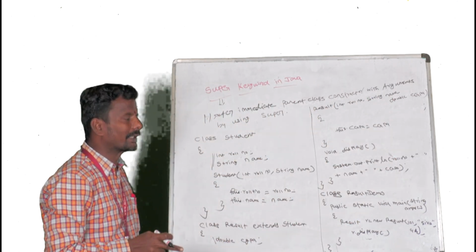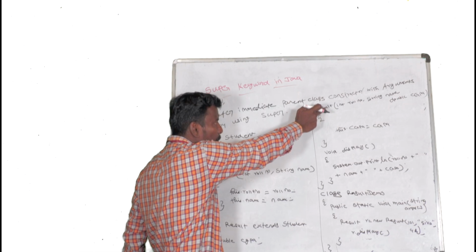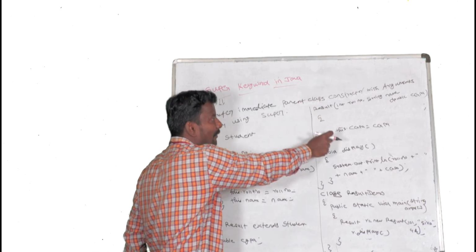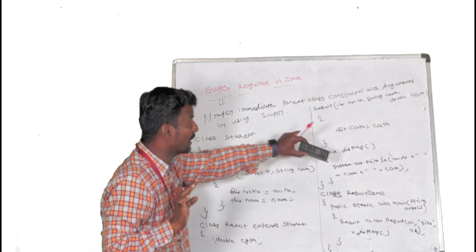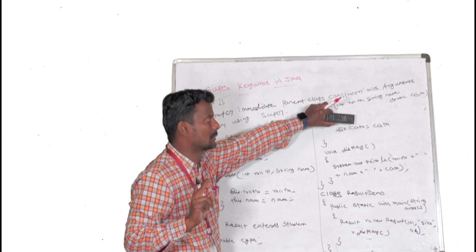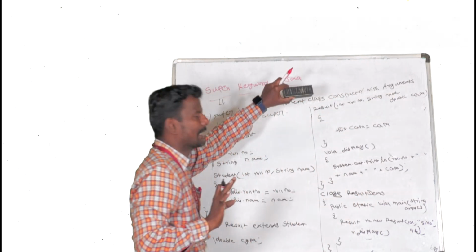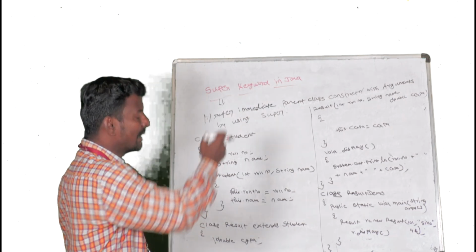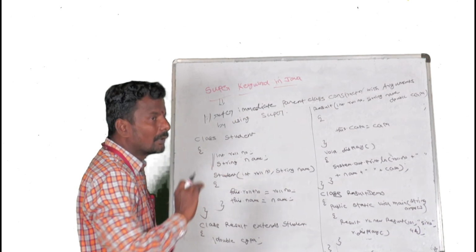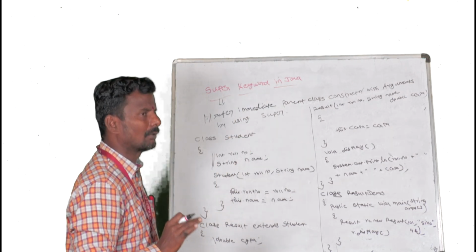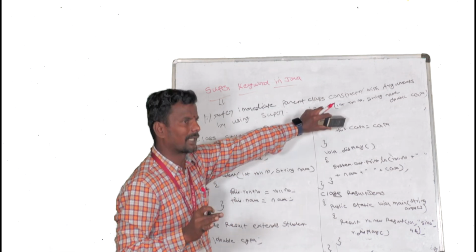What is the role of the constructor? It is used to initialize the values for these members. But here we are initializing only one variable. The remaining two variables are not initialized. So immediately it will generate a compilation error. We have to overcome that error. So what do we have to do? We have to use the super keyword.